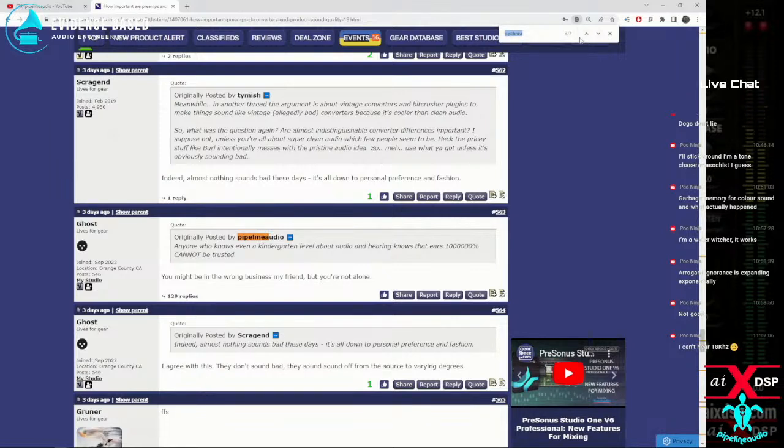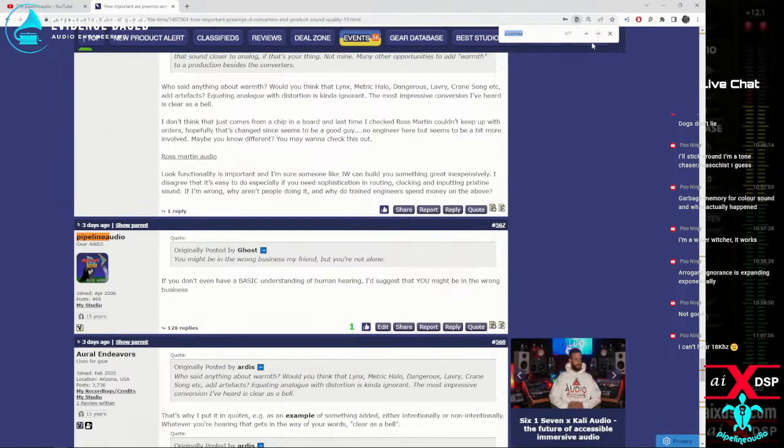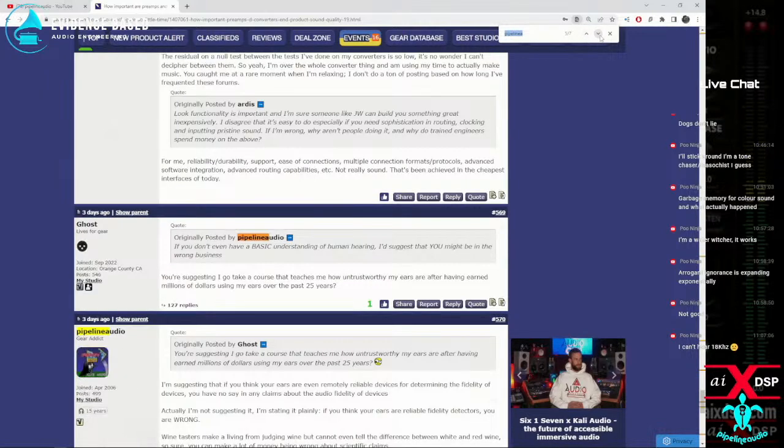Rick Rubin. So just meaning that you're a good producer, that you make albums that sell, has nothing to do with your scientific knowledge. Look at Paul Reed Smith. He sells guitars all day long, and he hasn't a clue about the practical electrical audio at all. Like, he thinks wood affects magnets. So when he says you might be in the wrong business, I say, if you don't even have a basic understanding of human hearing, then I suggest you might be in the wrong business. You're going to go throw insults. I'll take you on.